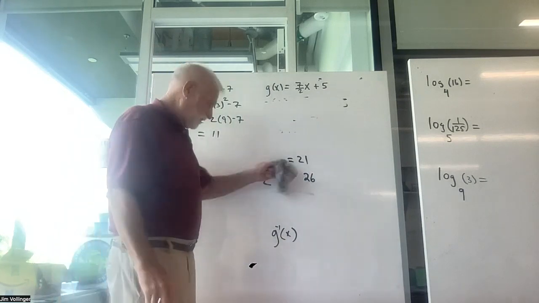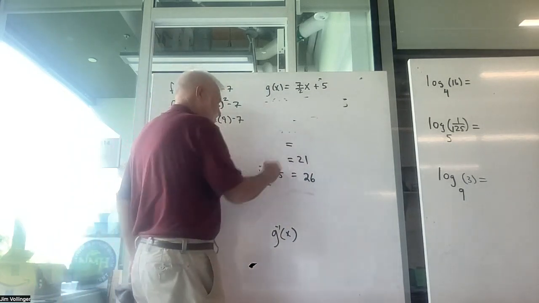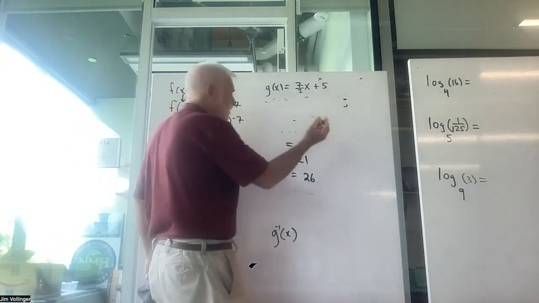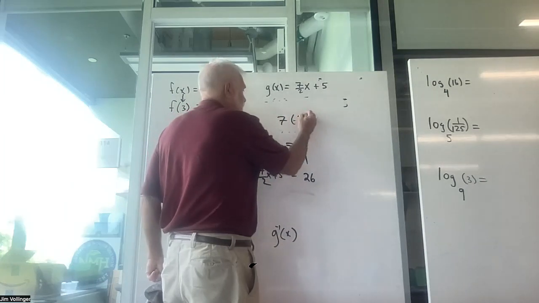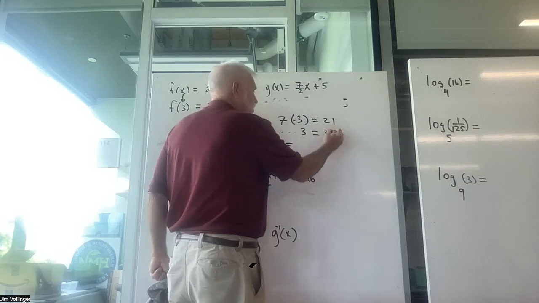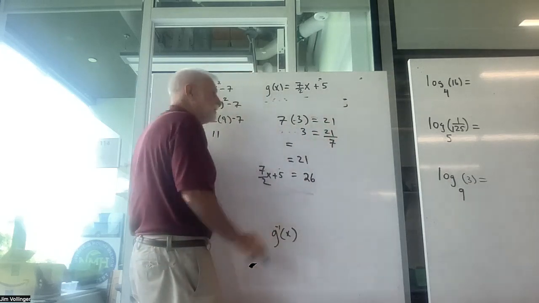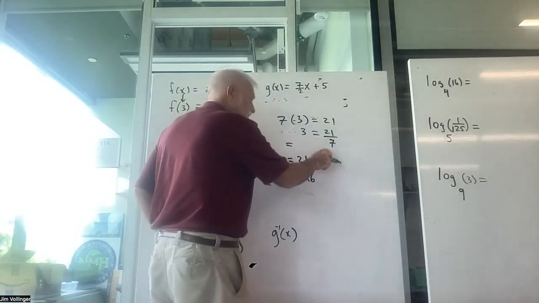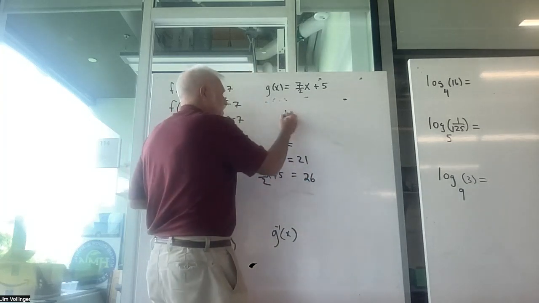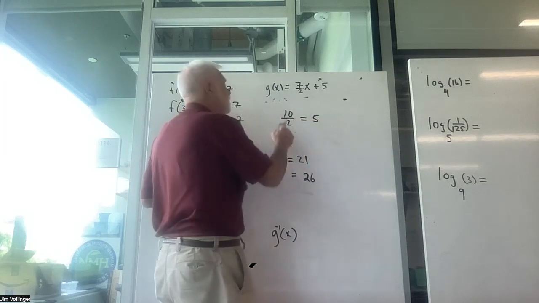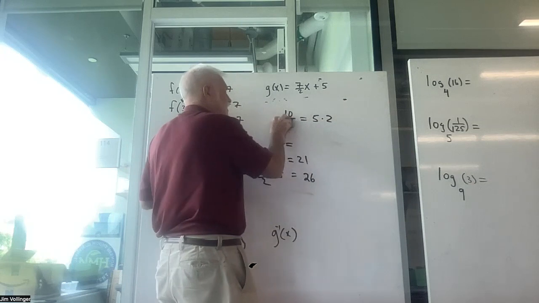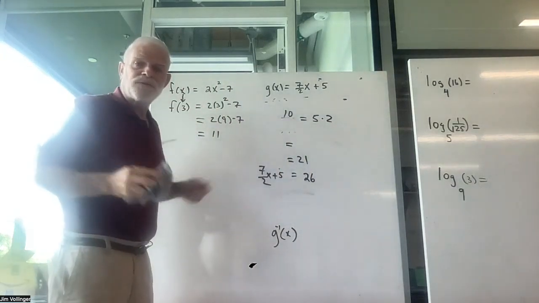Okay, so subtract 5. Now we have a choice. Multiplication by 7 can become division by 7. We can look at that real quick. 7 times 3 equals 21. What's 3? 21 divided by 7. Oh yeah, multiplication on the left, division on the right. Let's look at division. 10 divided by 2 is 5. Division on the left, multiplication on the right, and vice versa.